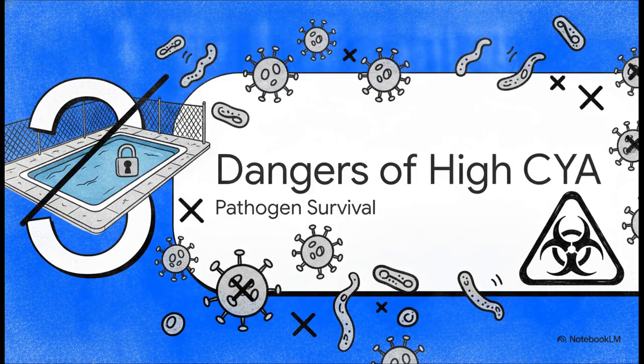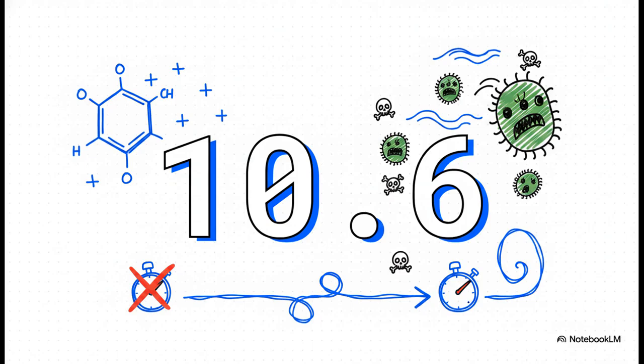Section 3. Dangers of high CYA. When chlorine is rendered completely ineffective by high CYA, dangerous pathogens can just take over. This number is pretty staggering. Even in a pool with 1 part per million of free chlorine and absolutely no CYA, a dangerous pathogen like the Cryptosporidium protozoan can survive for an astonishing 10.6 days in the water. 10.6 days. Now imagine adding a CYA chemical block to that water.